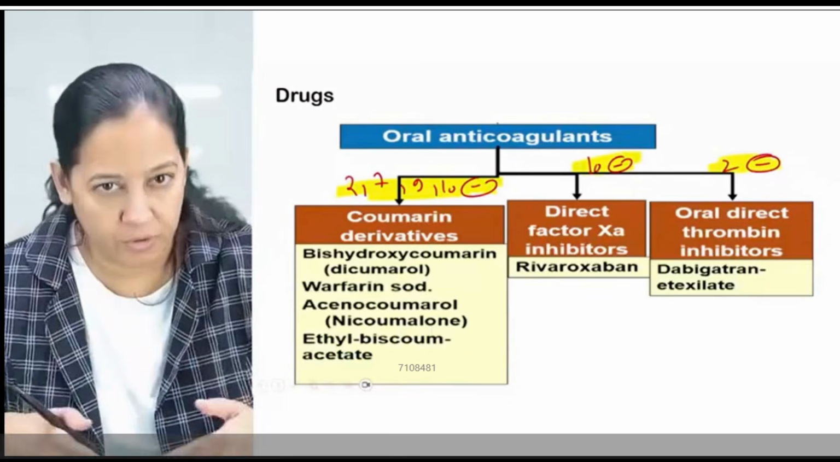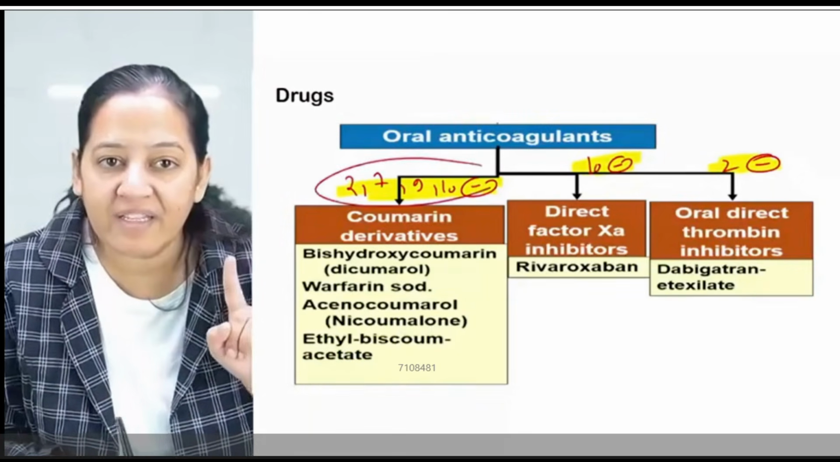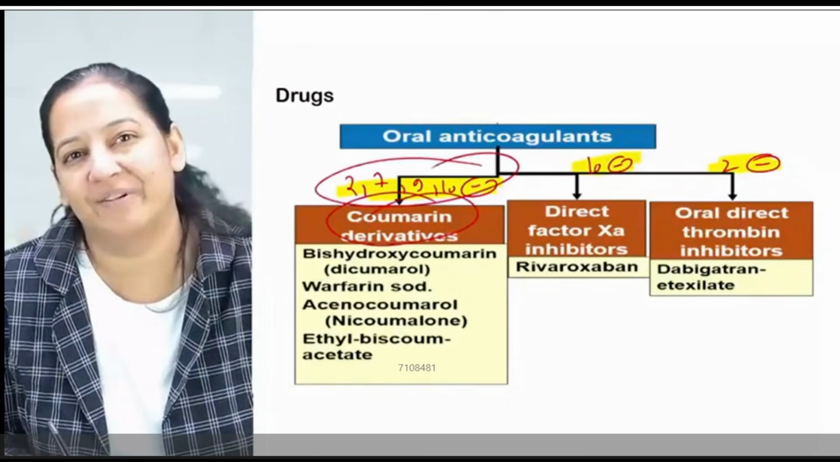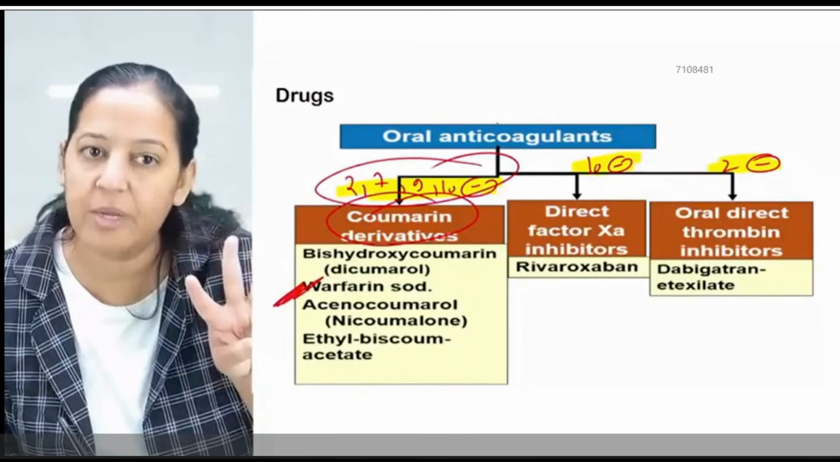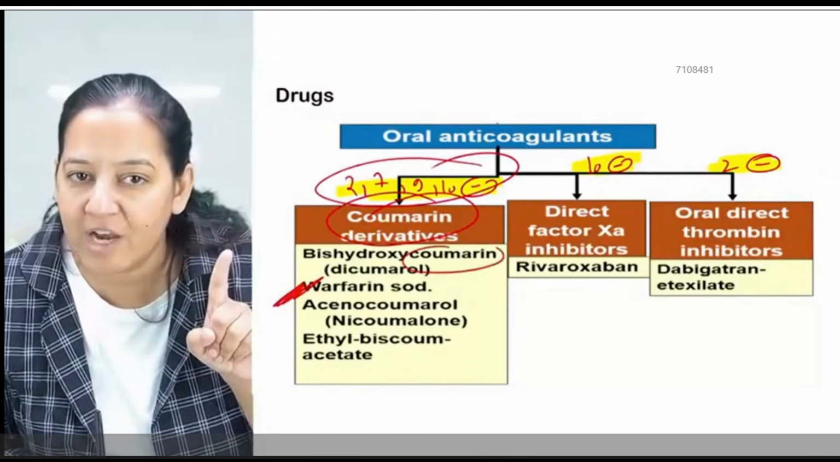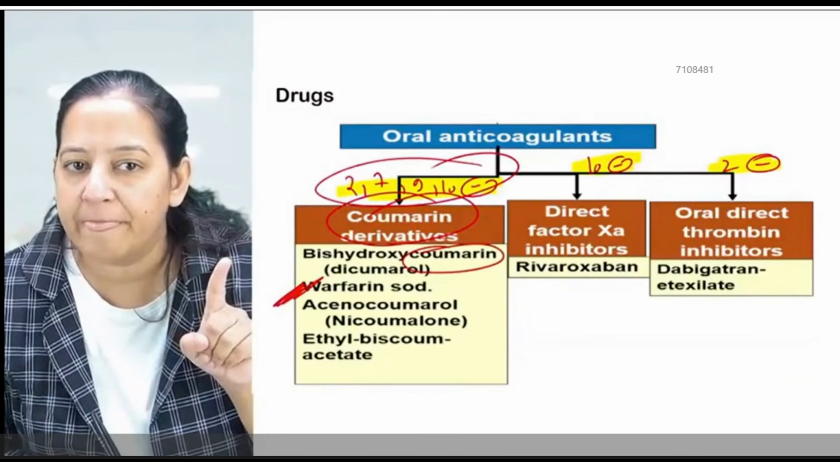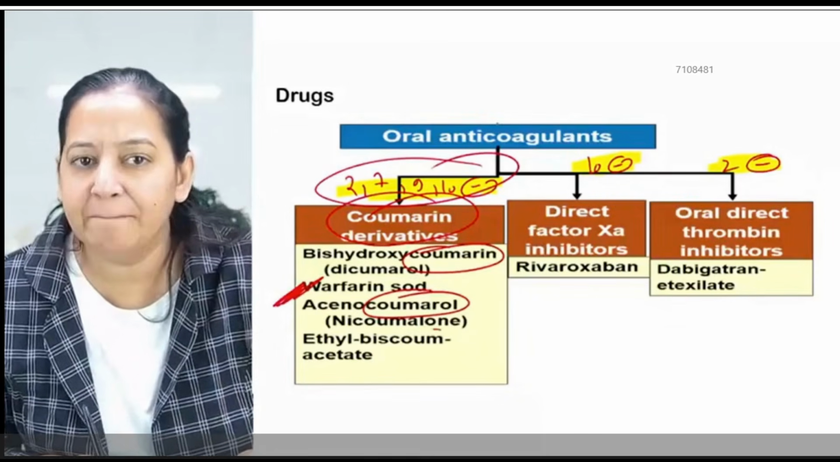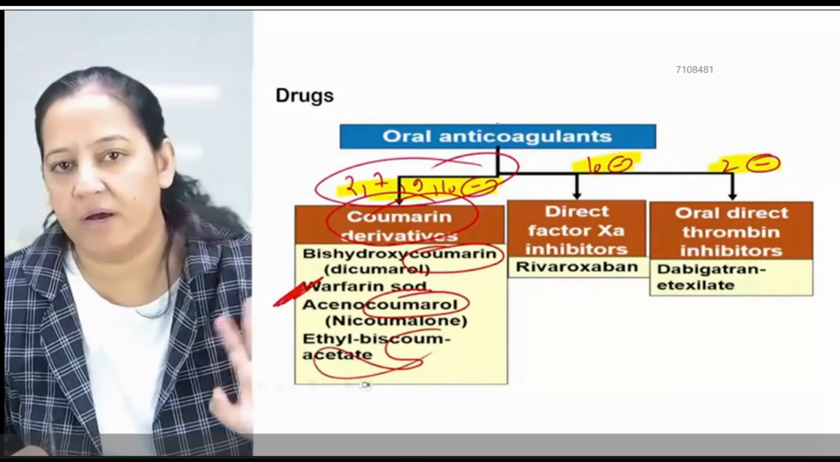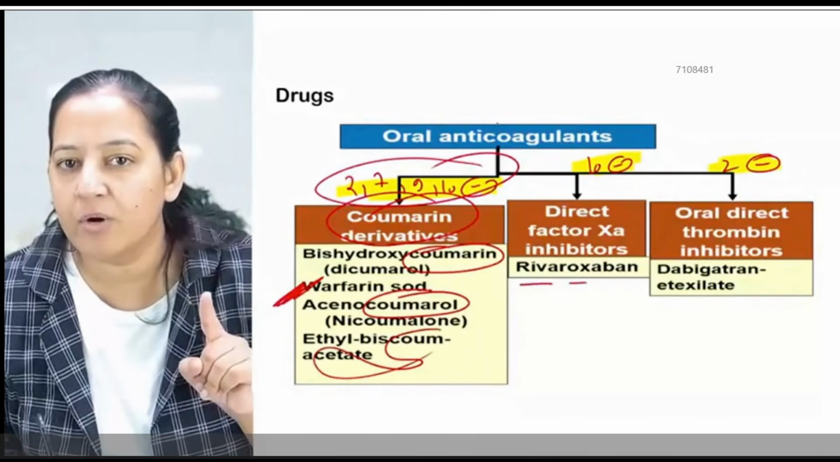Learn their names now. Try to mug up their names. 2, 7, 9, 10 inhibitors are known as Coumarin derivatives. Here the main drug is warfarin. But apart from warfarin, three more drugs are there: bis hydroxycoumarin, acenocoumarol or Coumarin, and ethyl biscoumacetate. You have to learn the others also. Here we have Rivaroxaban.